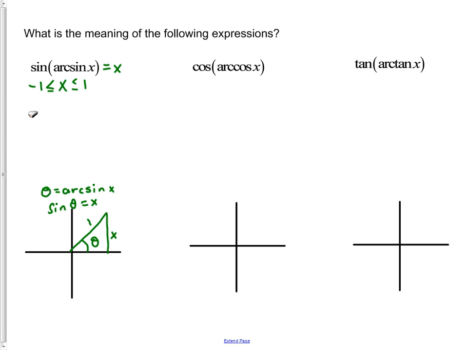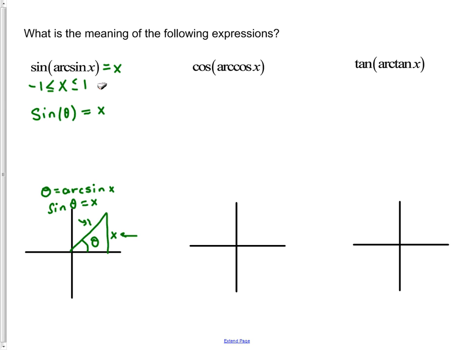So what am I saying? If I say sine of the arc sine of x, I'm just saying sine of the angle theta, right? Well, what is sine of the angle theta? Well, we've already established it, right? We said it's the opposite side x, hypotenuse 1, so that's x, right? So in other words, what we've just shown is that we're going to be able to undo one of these.